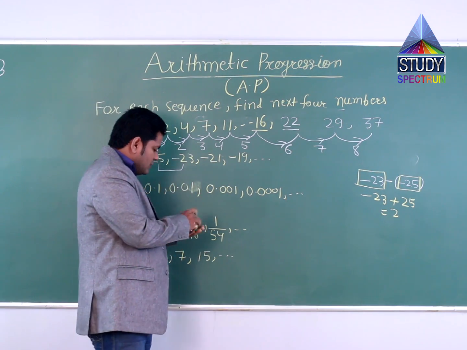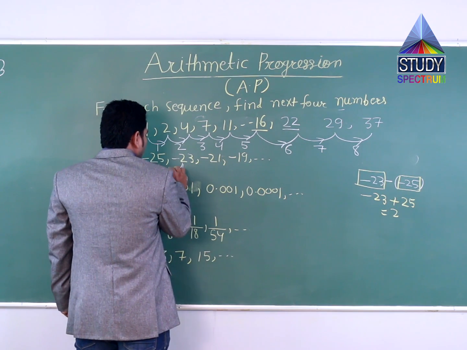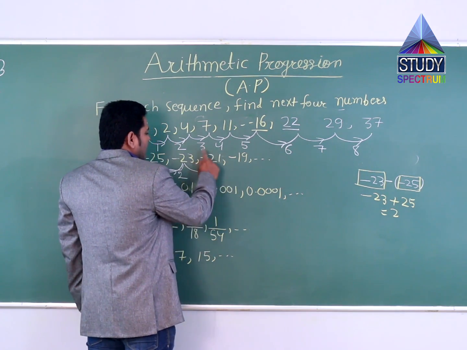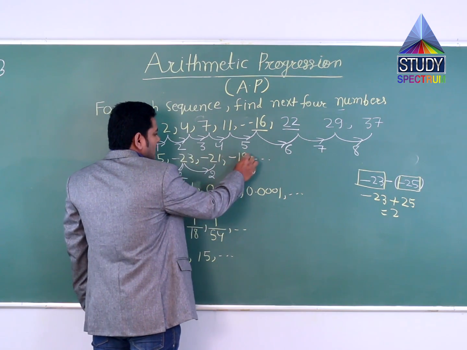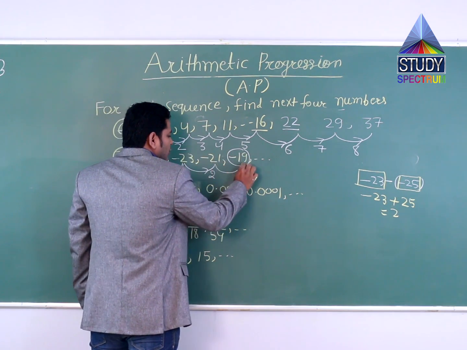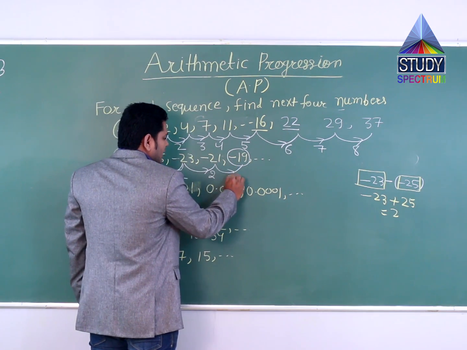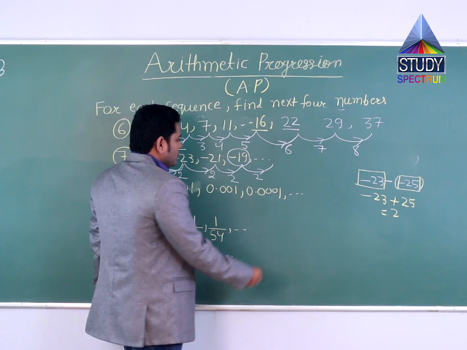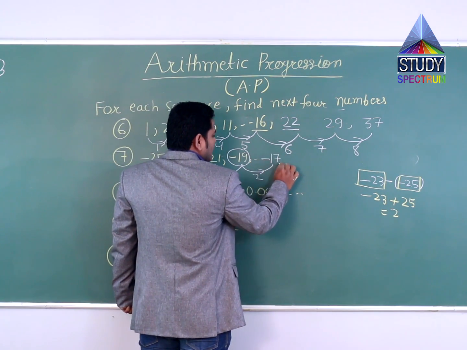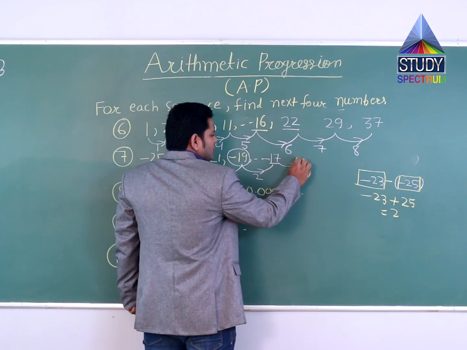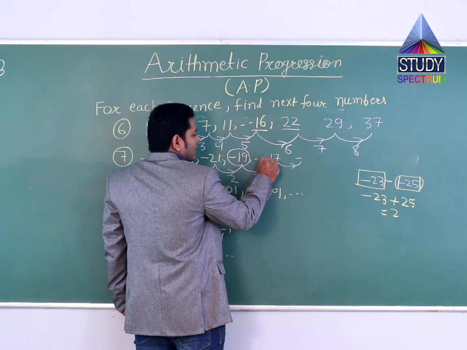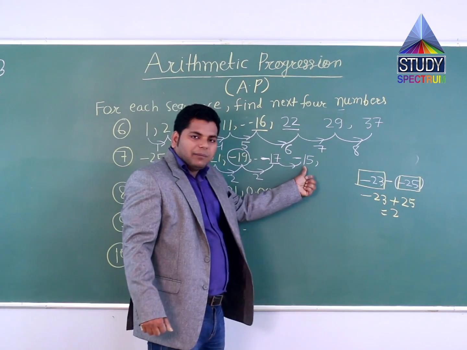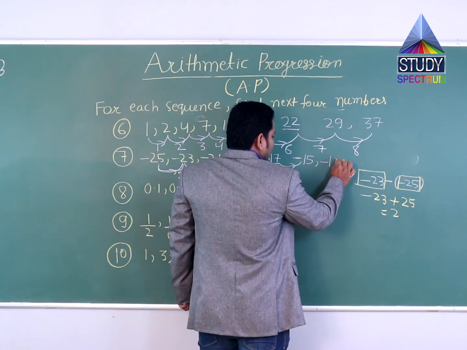Okay. So this term is 2 more than this, and this term is 2 more than this. Minus 21 is 2 more than minus 23, minus 19 is 2 more than minus 21. So the next term will be 2 more than minus 19, so it will be minus 17. The next term will be 2 more than minus 17, so it will be minus 15. The next term will be 2 more than minus 15, so it will be minus 13.